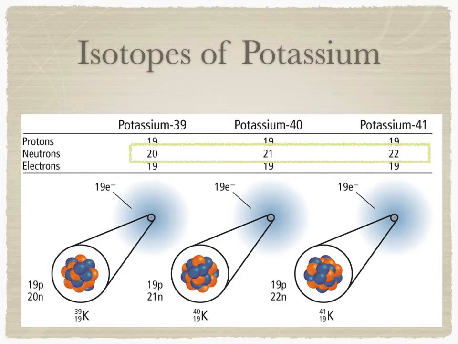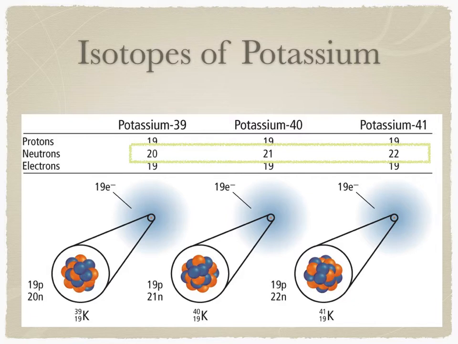The number of neutrons will go up. So for potassium 40, it's 21. 19 plus 21 gives you 40. And for potassium 41, 19 plus 22 gives you 41. So the number after potassium in each of these is the atomic mass, which is the protons plus the neutrons.